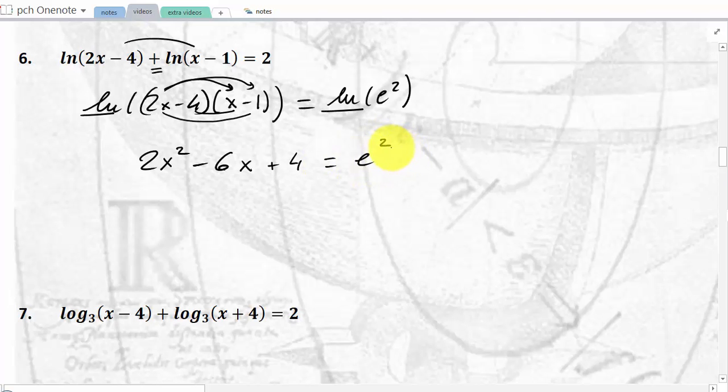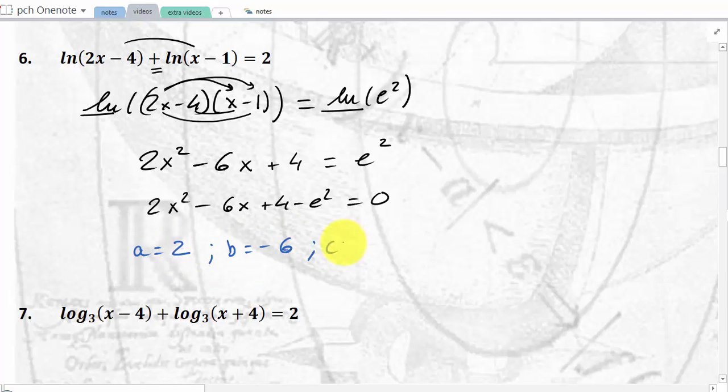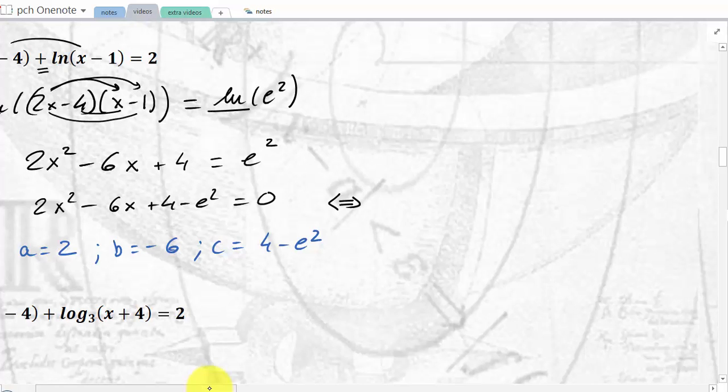All right, what is this? This is a quadratic equation. 2x squared minus 6x plus 4 minus e squared equals 0. It's a quadratic equation with coefficient a is 2, b is negative 6, c is 4 minus e squared. So from there, you can solve it. All right, so I think I'm still going to complete the square here. I'm a bit stubborn when it comes to completing the square. I think it's the easiest way to solve this equation.